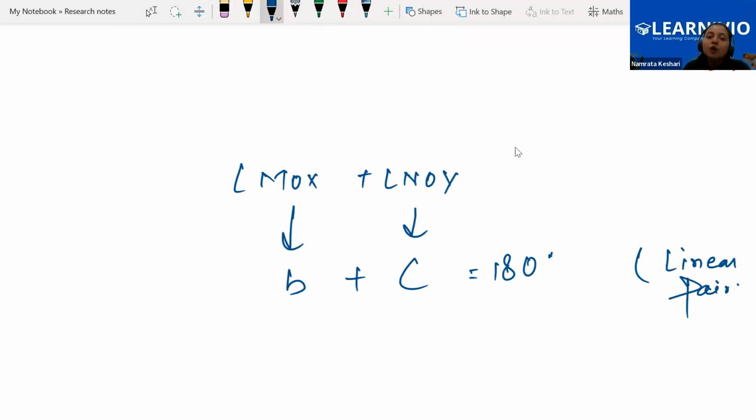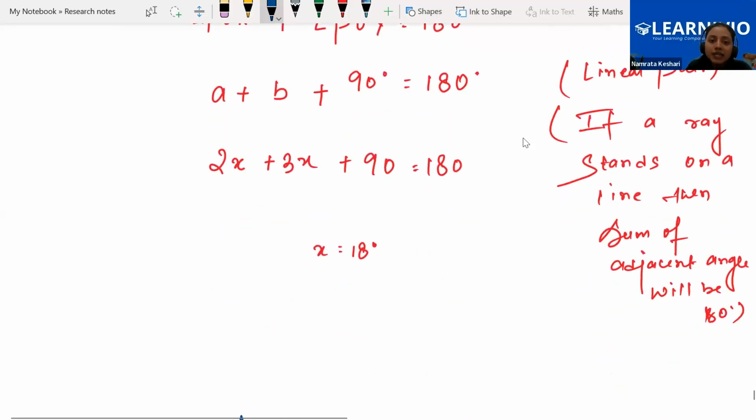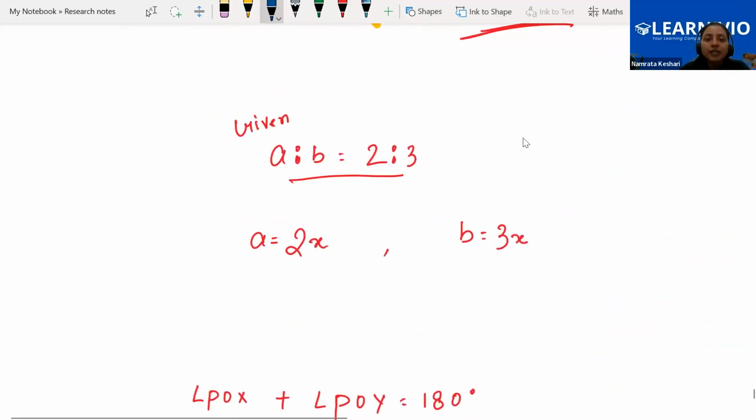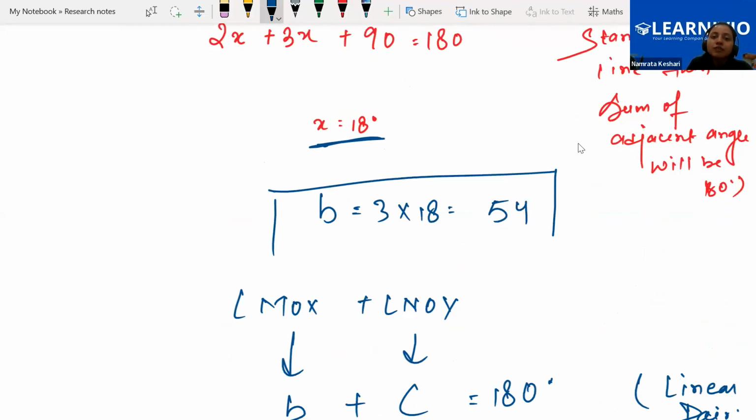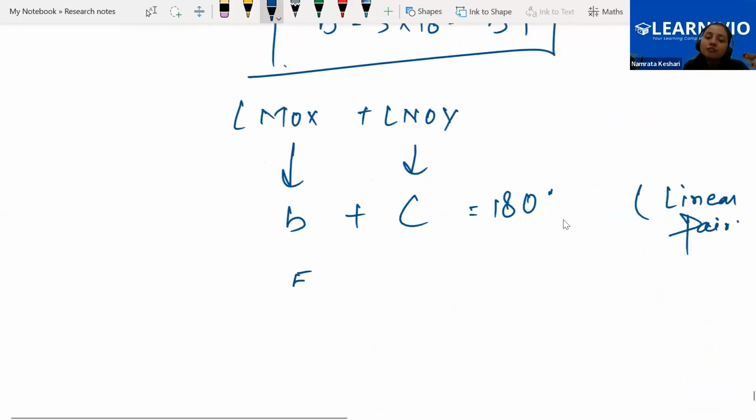Now B, we already know that the x value is 18 degrees, and B we have taken as an assumption as 3x. So B will be 3 into 18, that is 54 degrees. So B we have already found, B is 54 degrees. We will be using B over here, 54, and then we will be getting C. Can you tell me what is C? Ma'am, 126 degrees. C is 126.